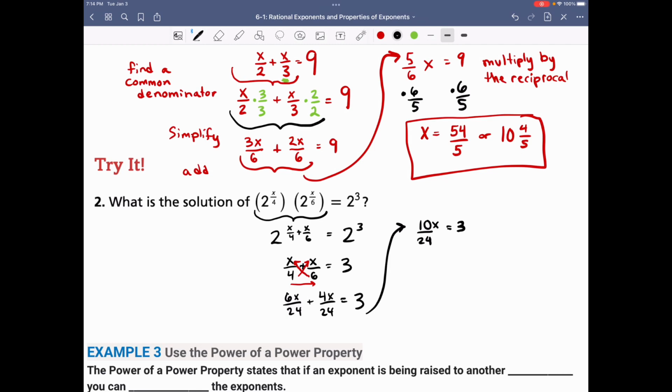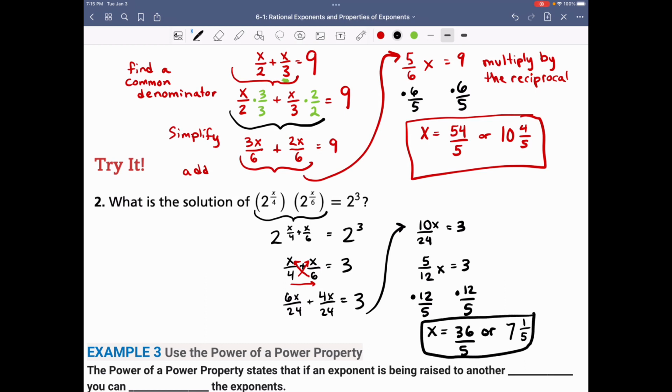And I noticed that I can reduce this. So to make my multiplication easier, I'm going to reduce 10/24 to 5 over 12 by dividing each by 2. Now I will multiply by the reciprocal, which is 12 over 5. And that cancels those, leaving us with x equals 36 over 5, or 5 goes into 36 7 times with 1 remaining.